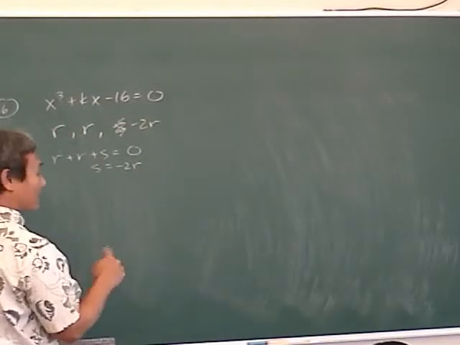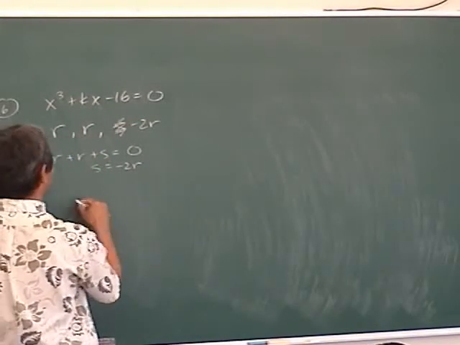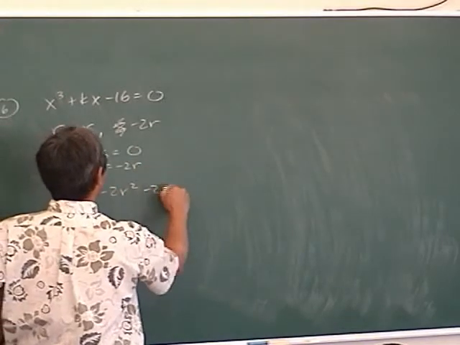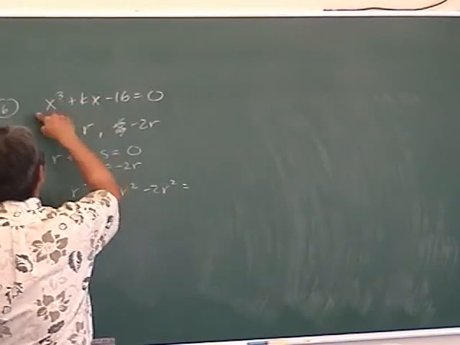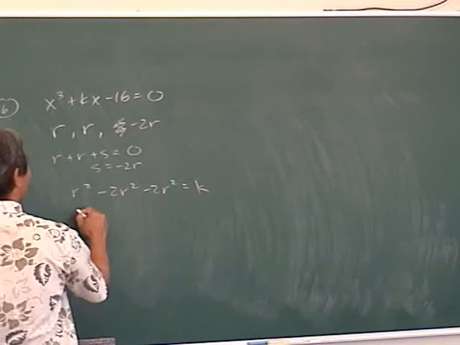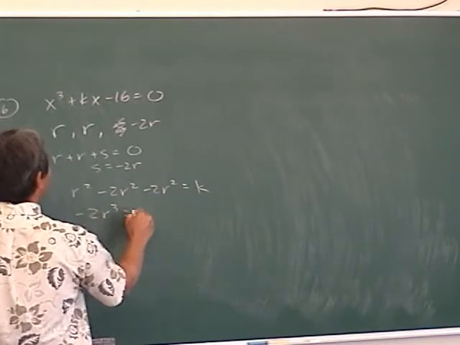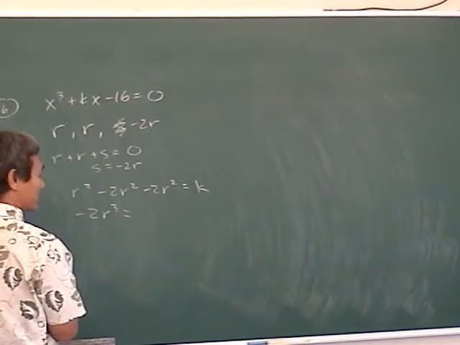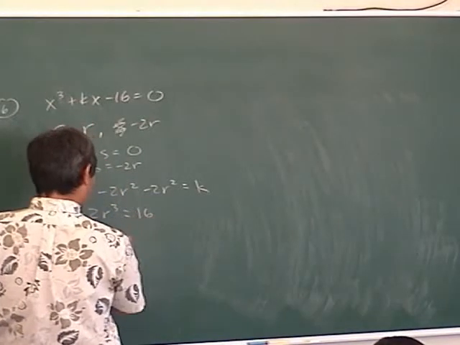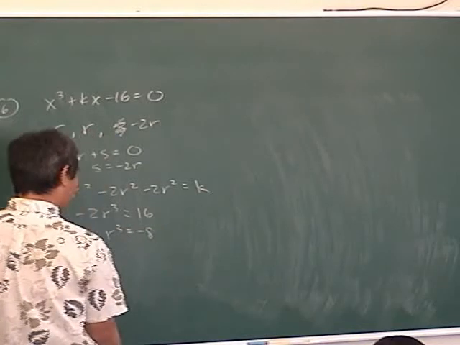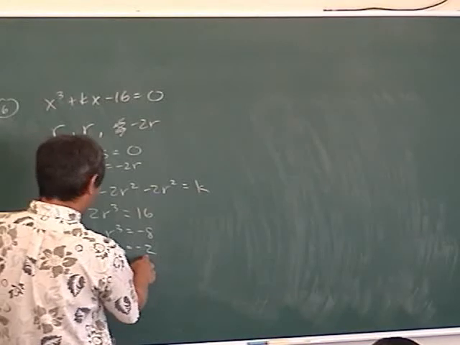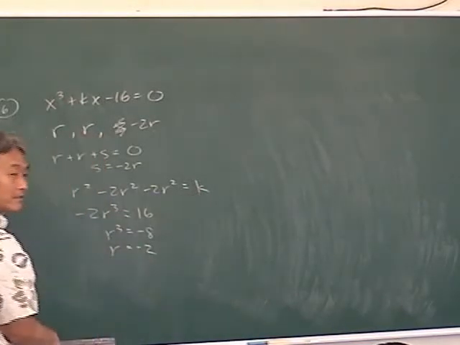Now what happens when you multiply them two at a time? Multiply the first and the second: r squared. Now the first and the third: negative 2r squared. And the second and the third: negative 2r squared. You will get c over a, so that's k. And then if I multiply all the three roots together, you get negative 2r cubed. That's equal to negative d over a, which is, what is negative this over 1? Positive 16. Oh, so r cubed is equal to negative 8. That means r equals negative 2. So once you know r is negative 2, can't you just plug it in here to figure out what k is? Yeah.